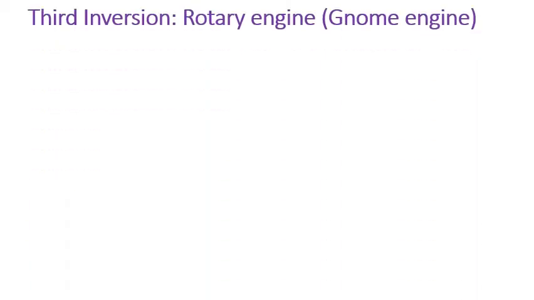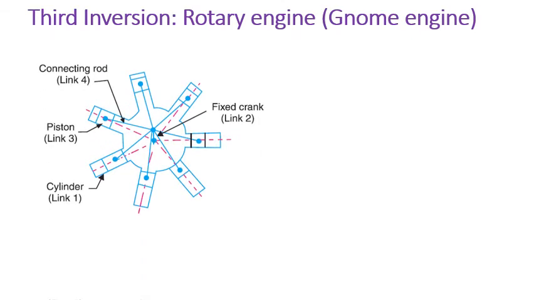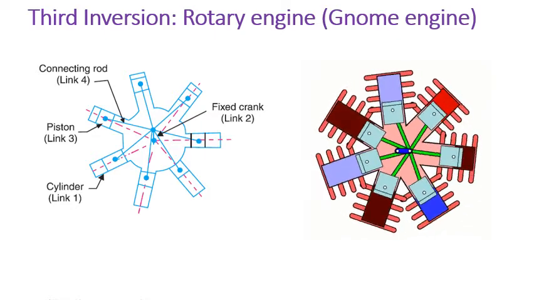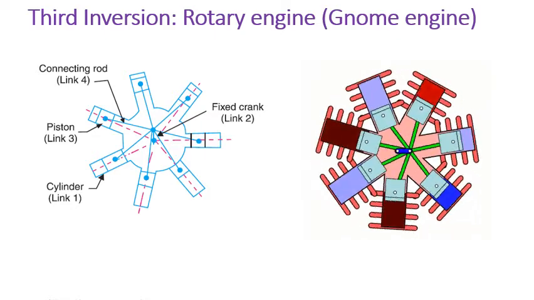So next one, third inversion of single slider crank chain. An example for this is a rotary engine. We call this one a gnome engine also. Rotary engine is also called a gnome engine. This is the figure which represents the gnome engine or rotary engine. This rotary engine is an example of the third inversion of single slider crank chain, which consists of four links.